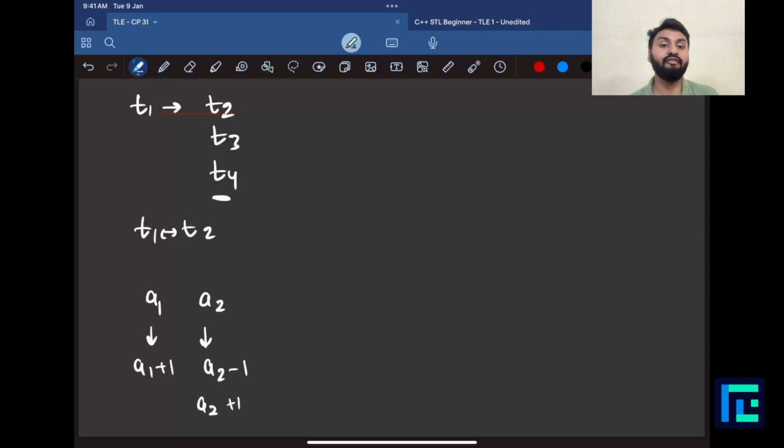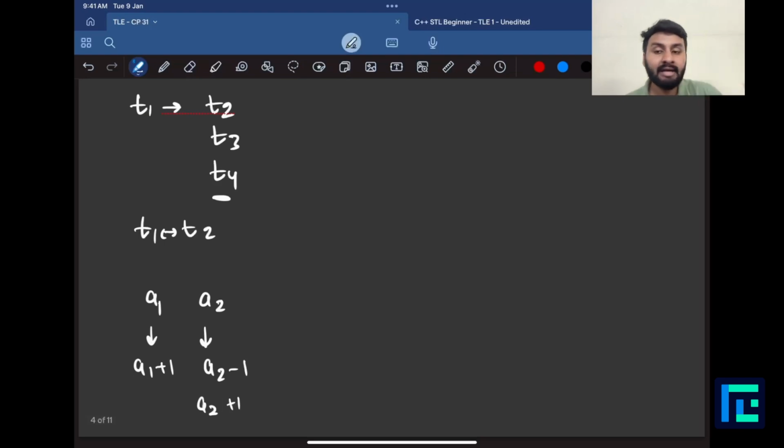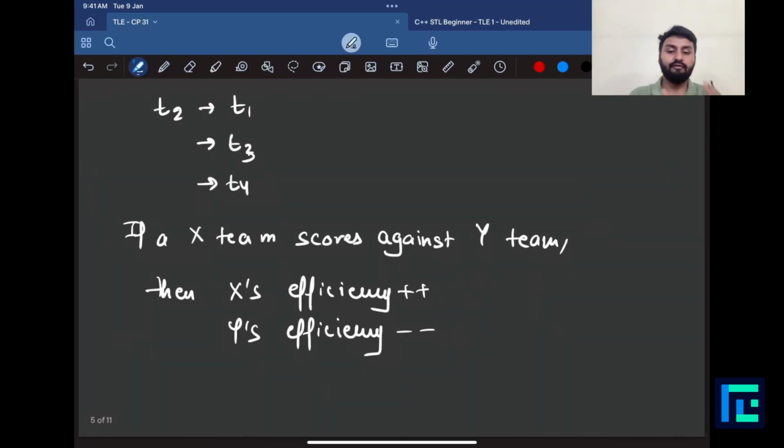Because now if T2 has scored, then its efficiency has to increase, since from T2's perspective the score was made by T2. But simultaneously, the efficiency of T1 will decrease, because from T1's perspective the score is the opponent's score. So overall, if X versus Y happens and team X scores against Y, and you're talking about X's perspective, then X's efficiency will increase, but simultaneously Y's efficiency will decrease.